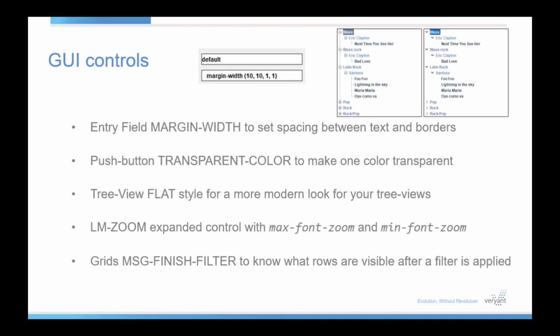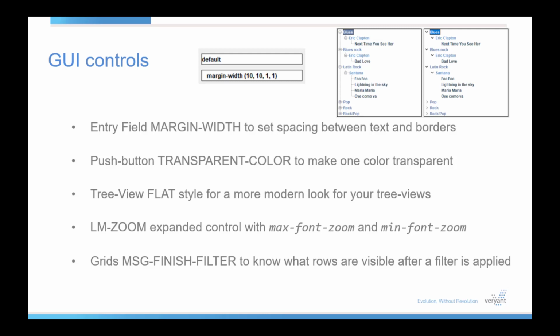The text in an entry field normally starts right up against the left margin. Now this can look crowded or hard to read on busy screens. Now you can set the entry field's margin width so the text starts in a little bit. We're going to see this in the demo. Bitmap controls have had a transparent color property for a while to remove one of the colors in a bitmap. Now you can do the same with bitmaps that you display inside a push button.